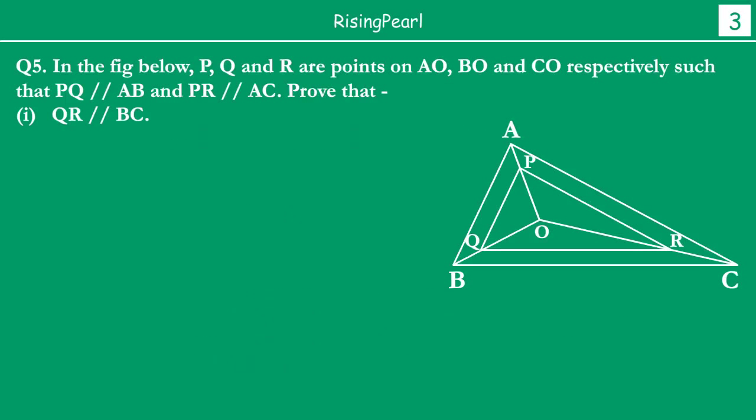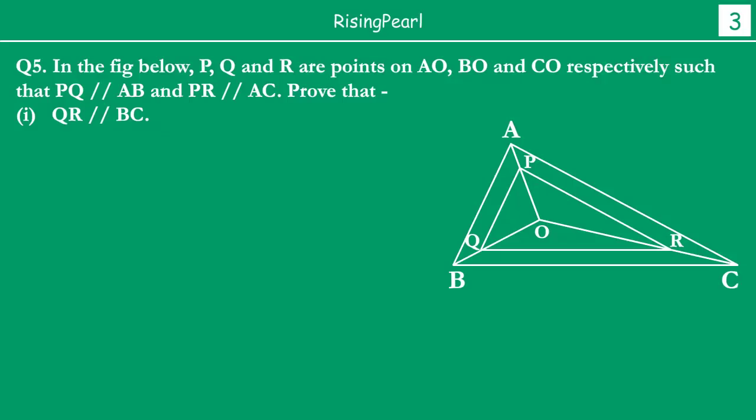So having said that, let's take a look at a real question. Here in the figure below, P, Q, R are points on AO, BO, CO respectively, such that PQ is parallel to AB and PR is parallel to AC. We have to prove that QR is parallel to BC.